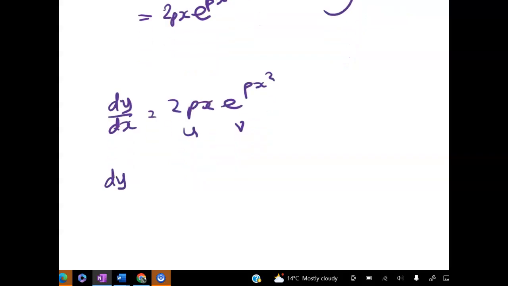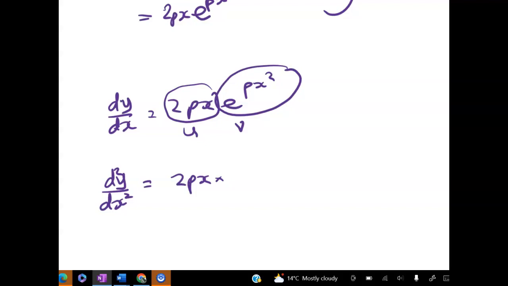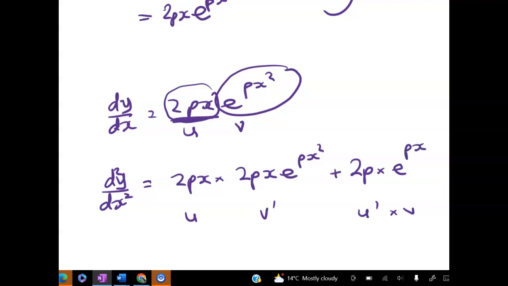And again, I'm going to do this without writing out all the uv stuff slowly. So first we're going to have u, 2px, times the derivative of this one, v dash. And we've just done that. That was the point of the first half of the question. And now I'm going to switch it the other way around. So this is u times v dash. And now I'm going to have u dash, so 2p times v. Remember, what I'm trying to show is that this can never equal 0.